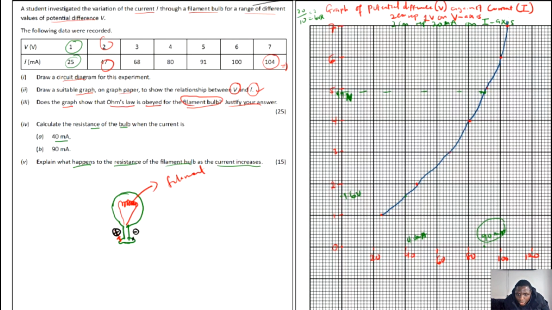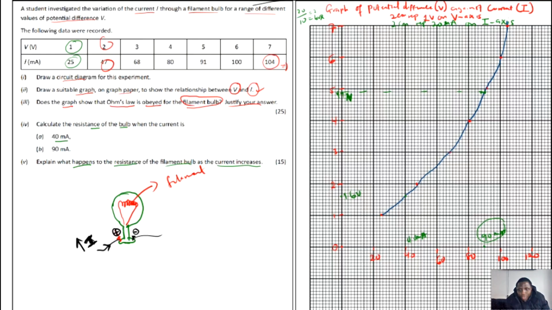So when you connect wire to both sides, this is the negative terminal, the positive terminal. When you connect electric current to this side, what you are asked is, when the electric current I coming into this is increased, assuming you increase this electric current, what will happen to the resistance?